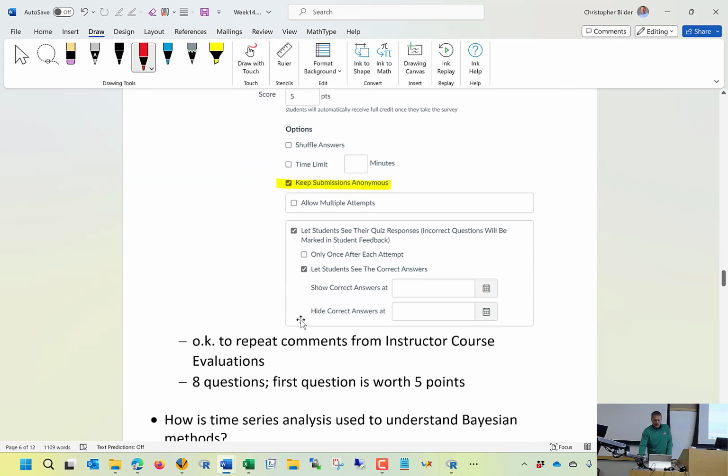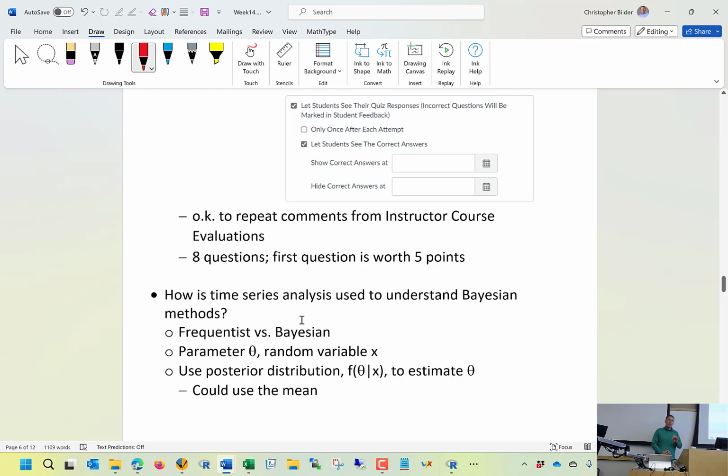So please, this quiz is required to do. It's due the normal time, next Tuesday at 8 p.m. Please take the time to do this, and also the other, more traditional evaluation. Okay, any questions?